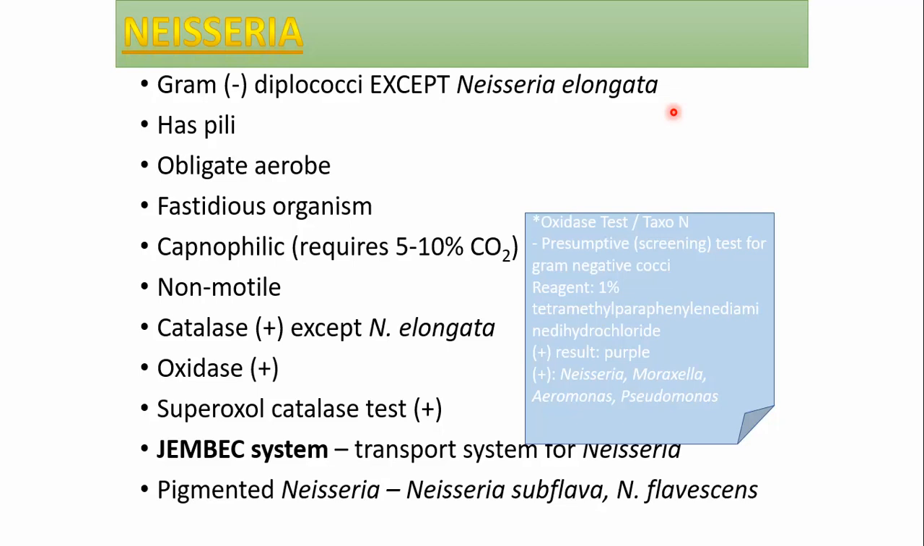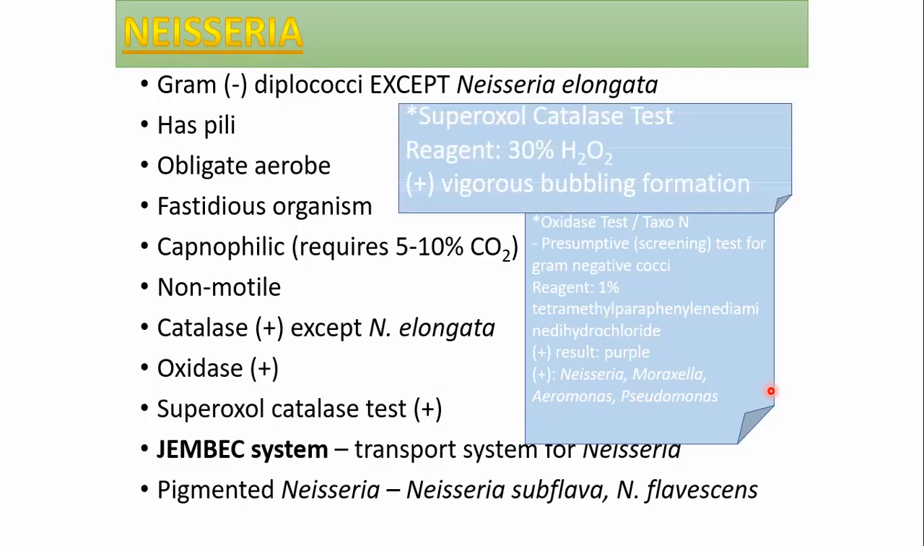The positive result for the oxidase test is color purple. Okay? And here are some examples of oxidase test positive organisms. We have Neisseria, Moraxella, Aeromonas, and Pseudomonas. We also mentioned that Neisseria is superoxol catalase test positive. The reagent used is 30% hydrogen peroxide. Its positive result is vigorous bubble formation. So those are the characteristics of Neisseria.